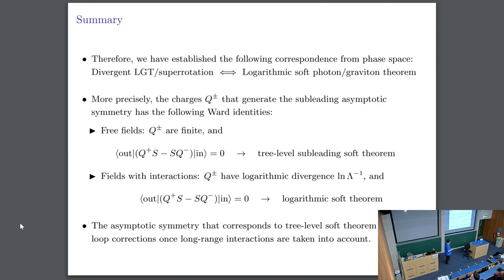So the asymptotic symmetry that gives you the tree-level soft theorem is the one that, again, gives you the logarithmic, the loop corrections once long-range interactions are taken into account. So that is all I have to say. Thank you.